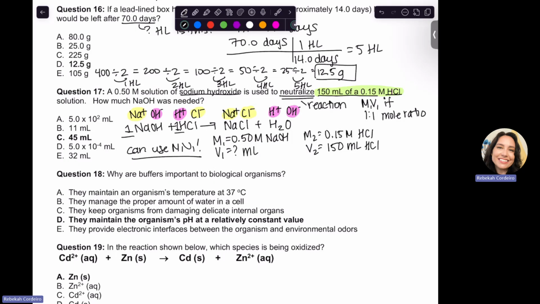which means I'm looking for my V1 in this case. It doesn't matter who you pick for ones and twos, as long as they match up. So if we have M1V1 equals M2V2, we're solving for V1 here. And we just plug these numbers in, we should get 45.